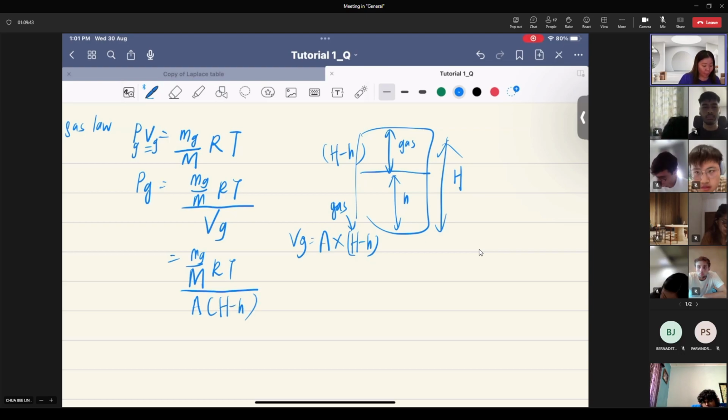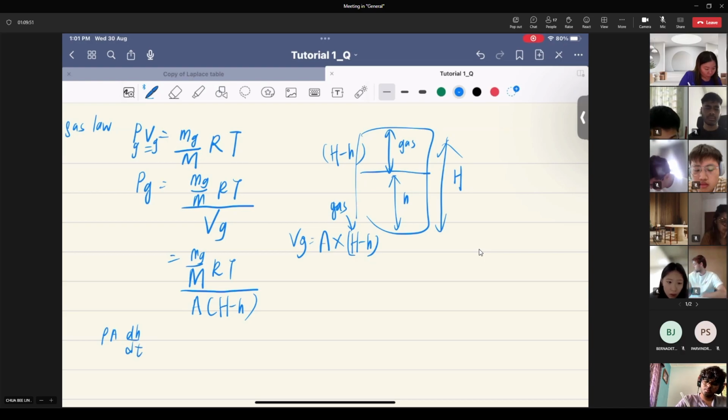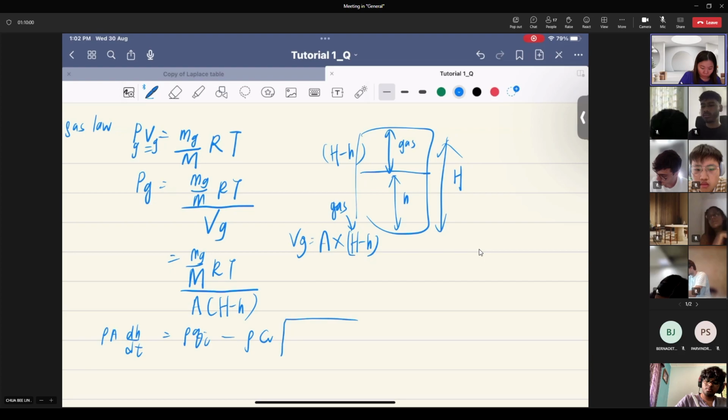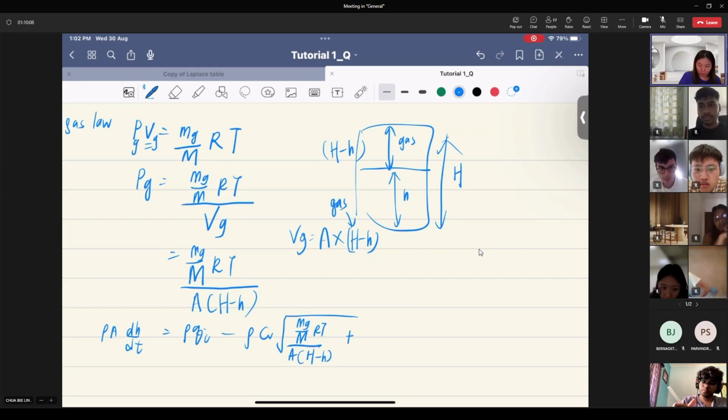So when you combine everything, I will be having rho A dh over dt equals rho Qi minus rho Cv, and then in brackets the whole thing: mg over M, RT over A times the layer of gas, plus, okay, what is the pressure of the liquid?